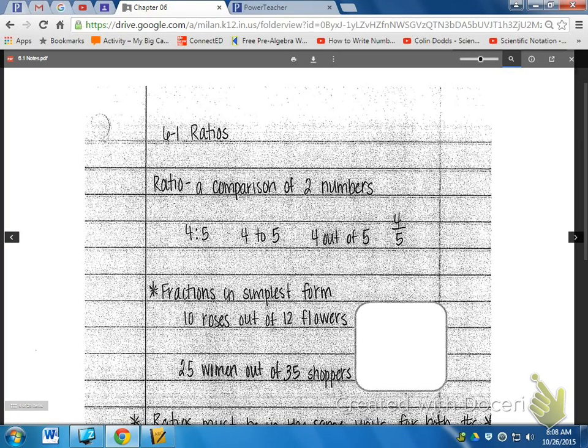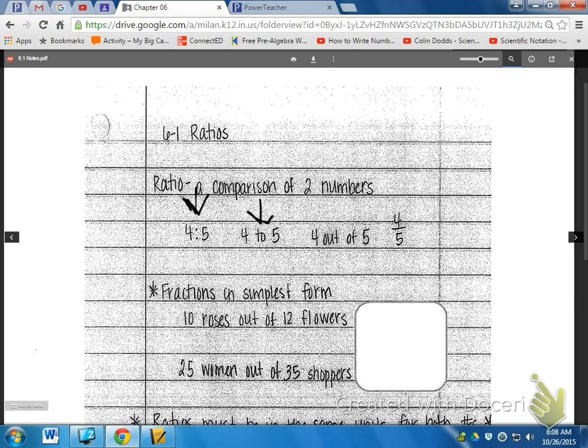Ratios. The definition of a ratio is a comparison of two numbers. You can see ratios a lot of different ways. All of them, except for the third one, you really can say 4 to 5. So even with a colon in it, that is read 4 to 5. That is read 4 to 5 right here. Then you have literally 4 to 5.